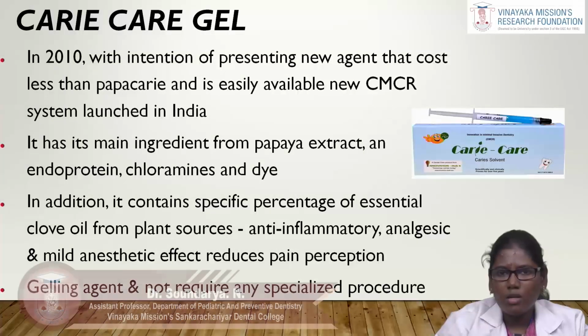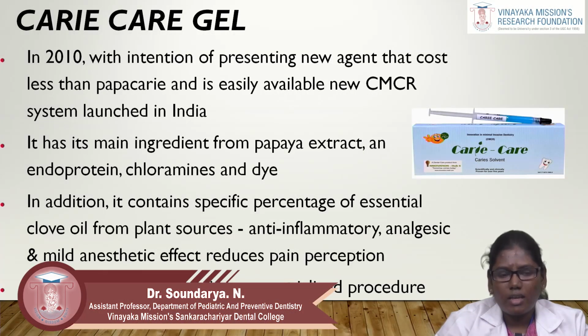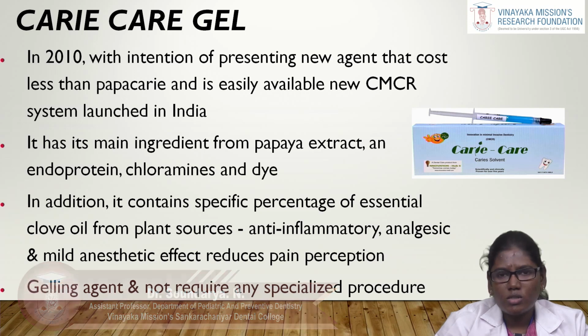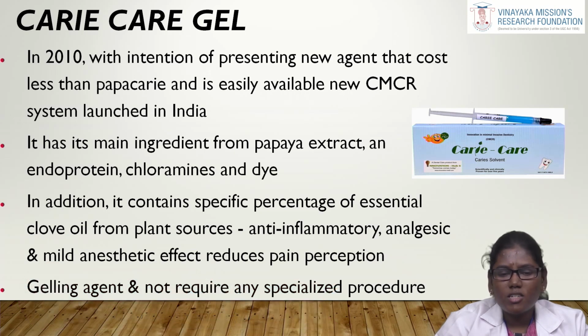Next is another recently evolved chemomechanical agent, Carie Gel, which was introduced in the year 2010 with the intention of presenting a new agent that costs less than Papacarie and is easily available. It is a new chemomechanical caries removal agent which was launched in India. It also has a main ingredient from papaya extract and other ingredients like endoprotein, chloramine and dye.